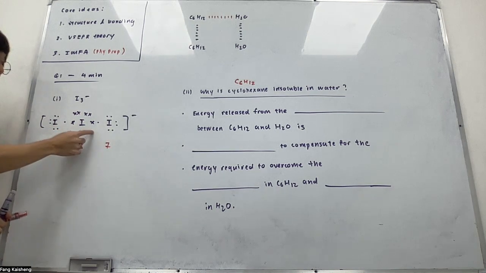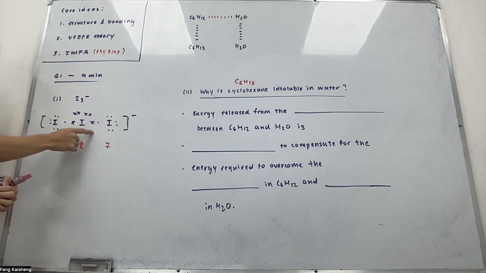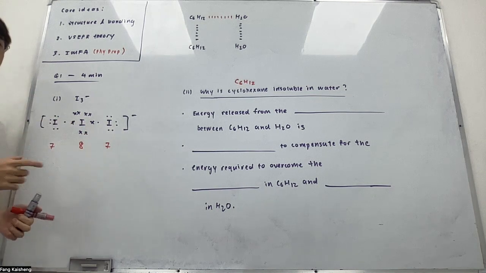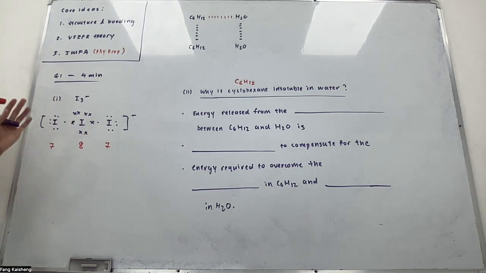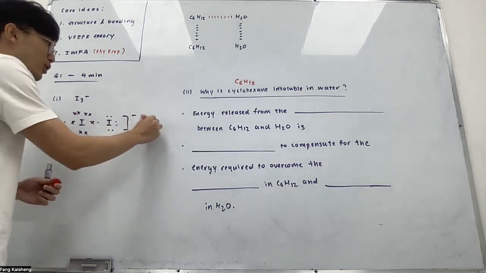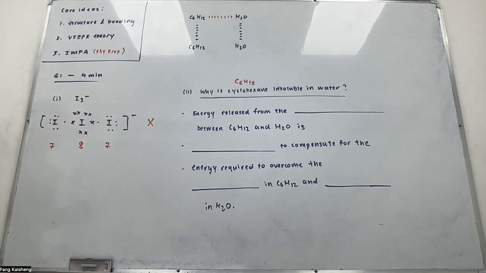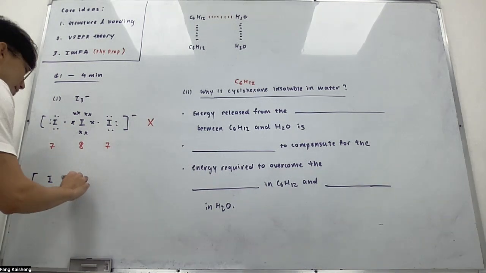This guy also has 8. This guy has how many? 10. Is he allowed to have 10? Yes, because he is below period 3. So everything seems fine and dandy. However, this is not the correct answer. I will explain later. For now, let's look at the correct answer.